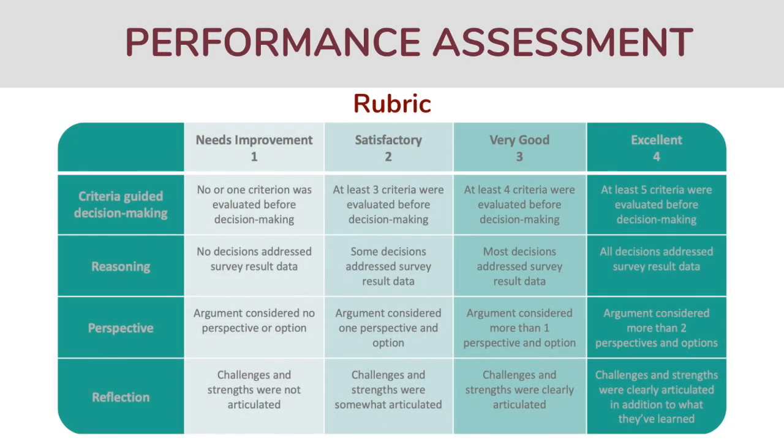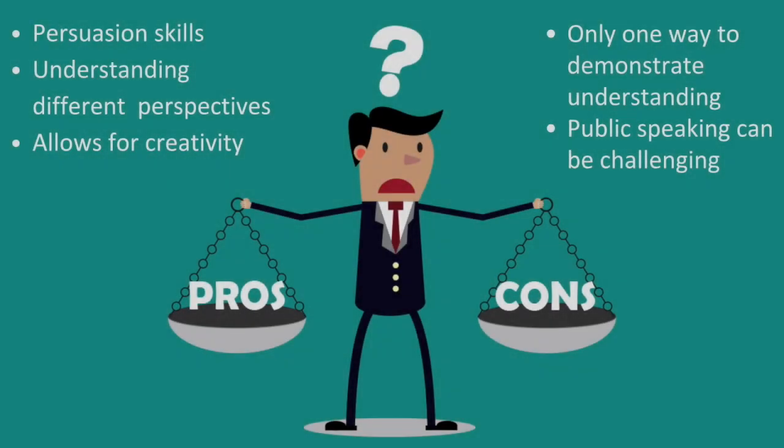For our guided inquiry performance of understanding, we've provided a rubric to gauge learners' ability to make decisions based on data, consider multiple perspectives and options, articulate their thinking around the decisions they made, and self-reflect. This rubric clearly recognizes the different points at which students may be in their understanding of the decision-making process. Just like other assessments, there are some pros and cons.